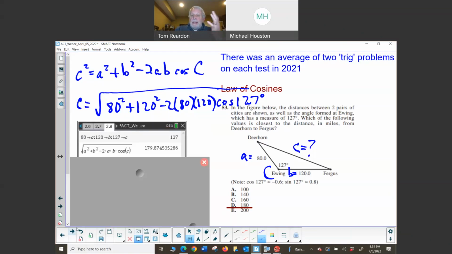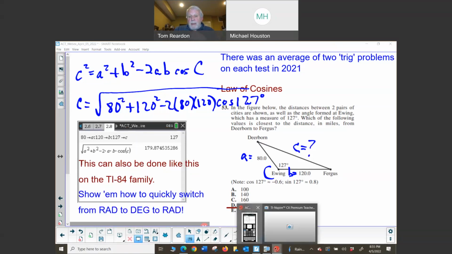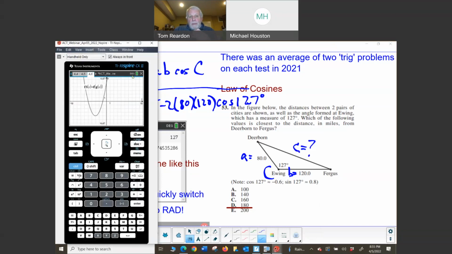Another way I like to do this is I prefer to type the expression with the variables, but then store values in those variables and let the calculator do all of the work. That's just me. That can be done with the 84 family. I do want to show you this, though, on the Nspire. If you want to change from degrees to radians, right now I'm in degrees. If I just use my cursor and click on that, it now becomes radians. It's so easy to change from degrees to radians on Nspire. That used to be such a pain, but with the new operating system, you're able to just click on it and it becomes the other one.